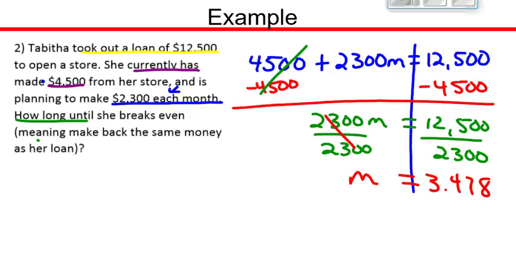All right, so it looks like it's going to take her 3.478 months to make back her money. But you wouldn't really think about months as 0.478 of a month. If she works 3 months, she hasn't quite got there yet because she still owes that little extra. So instead of rounding down to 3, I'm going to round up to 4, so that she can make sure she pays back all of the money.